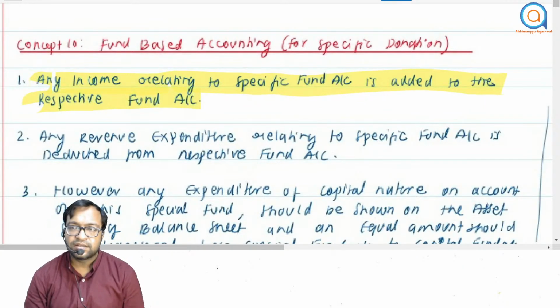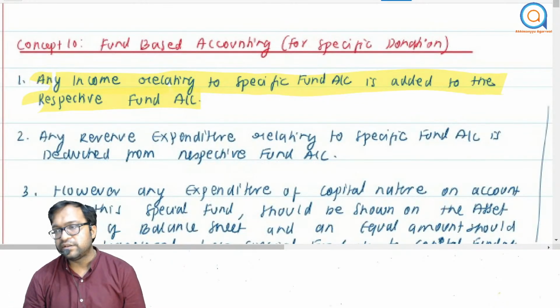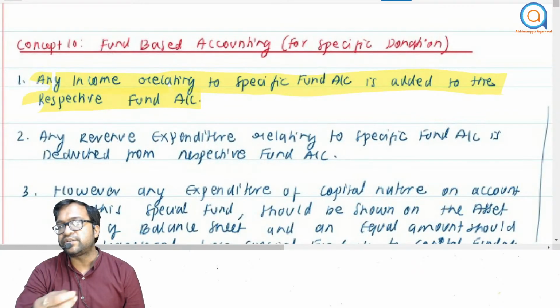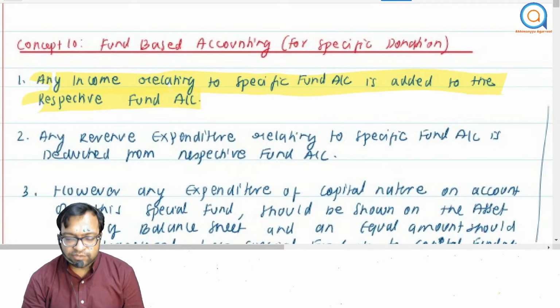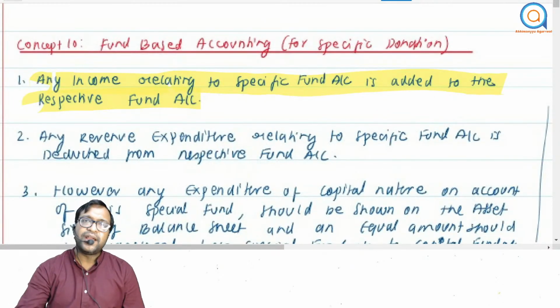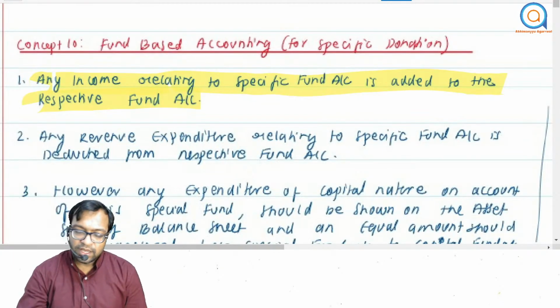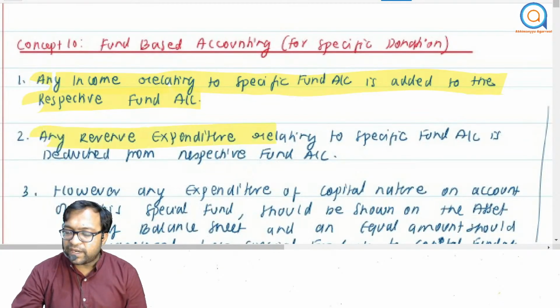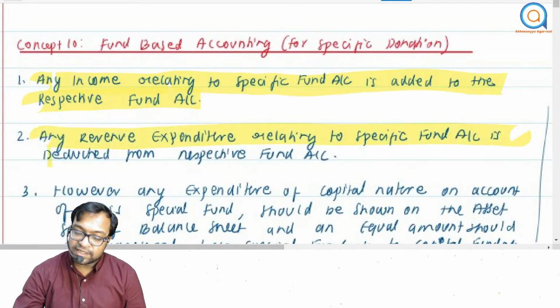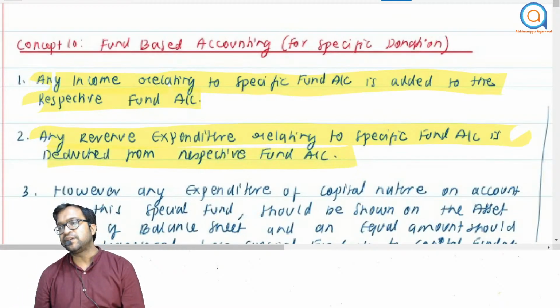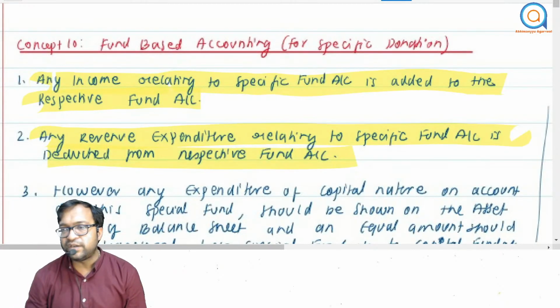Are you understanding? Suppose they have given you a building fund and they have given you interest on building fund investment. Correct? So that's what I'm saying, sir. It should be added to the building fund. Now, if any revenue expenditure relating to a specific fund is given, then deduct it from the specific fund. For example, they have given you a prize fund and they have given you prize awarded. So deduct prize awarded from the prize fund.